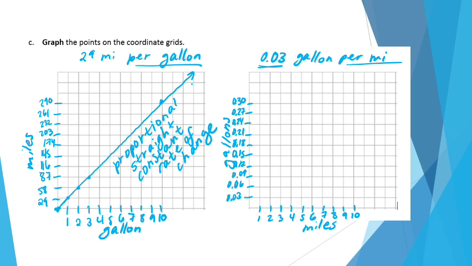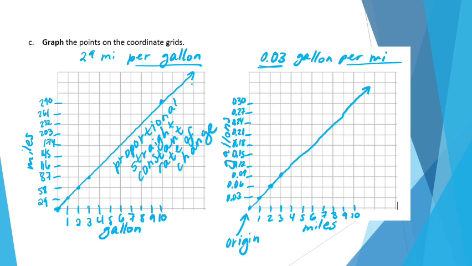So it's 3/100ths of a gallon per mile. So again, 1 mile, that's at 3/100ths. 2 miles, that's plus another 3/100ths, so I'm at 6/100ths. 3 miles, now I'm at 9/100ths. And so notice again, this line's just going to go nice and straight all the way up. And again, it's a proportional relationship, so it's a straight line and it passes through 0, 0. We also call 0, 0 the origin.